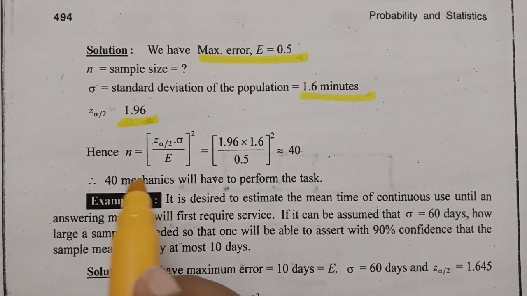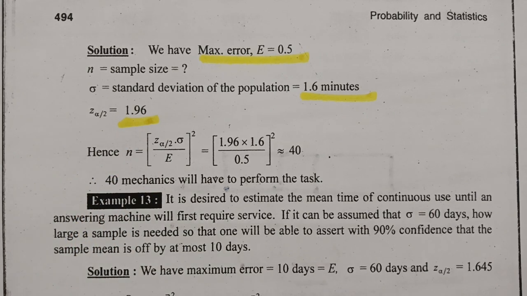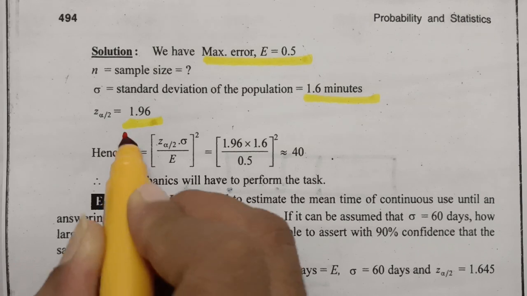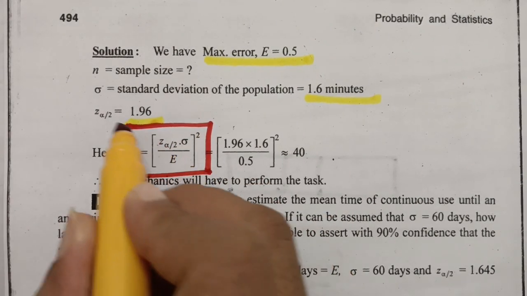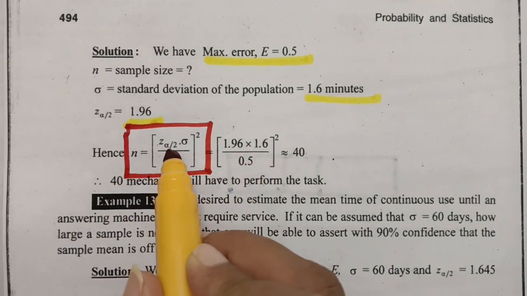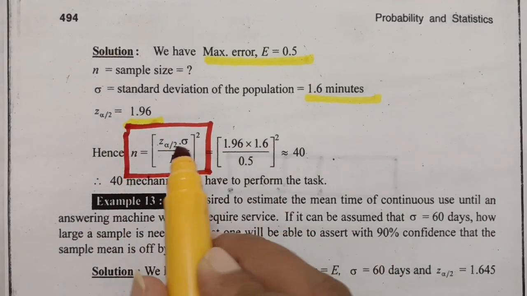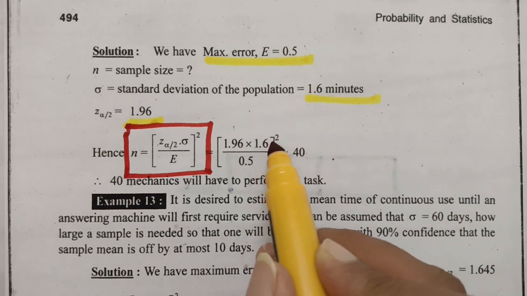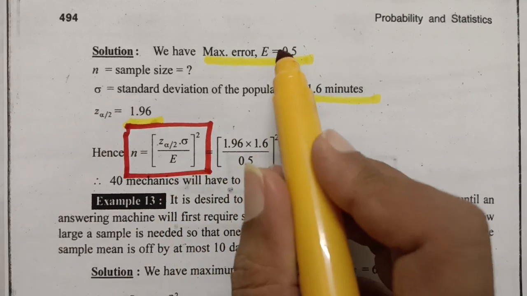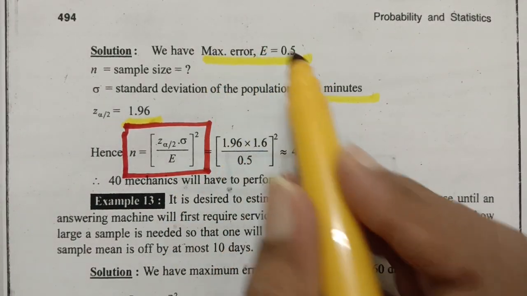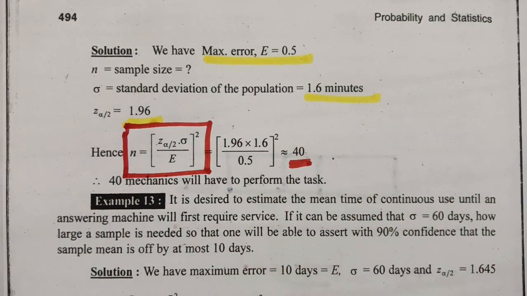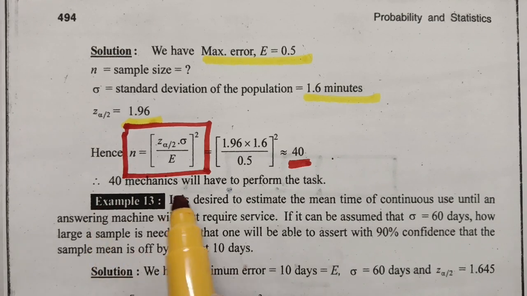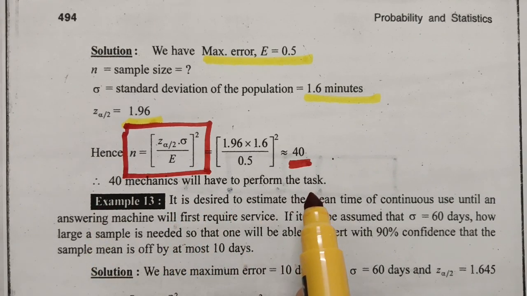For the sample size, this is the formula. The formula for the sample size is n is equal to z alpha by 2 into sigma by E, whole square. What is z alpha by 2? This is 1.96. What is the standard deviation? It is 1.6. And E is the maximum error, which is 0.5, whole square. If you use your calculator, it is almost 40. Therefore, 40 mechanics will have to perform the task.